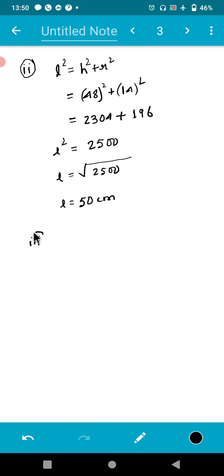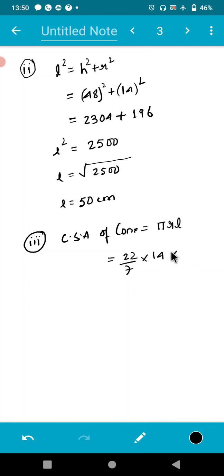Now the third part, students, is very easy. You have to find out the CSA of a cone. So what is CSA of cone? CSA of cone is pi r l. Now pi you have to take as 22 by 7, r is 14, and l we have just found out, it is 50. Now just reduce it. 7 1 is 7, 7 2 is 14. So the required answer would be 2200 centimeter square. Right? So that's it. This is question number 6.